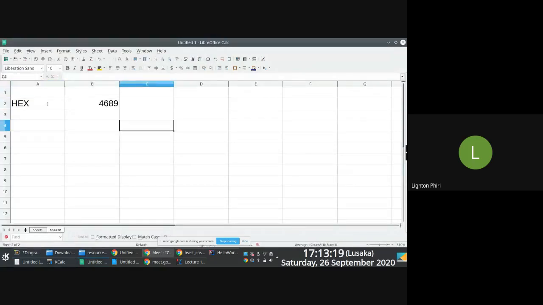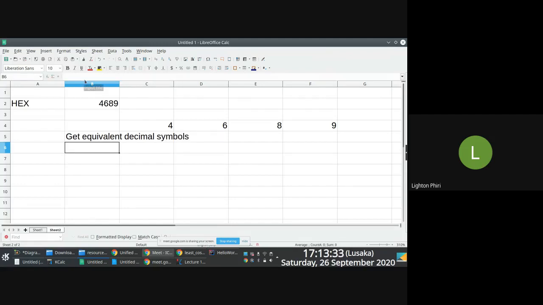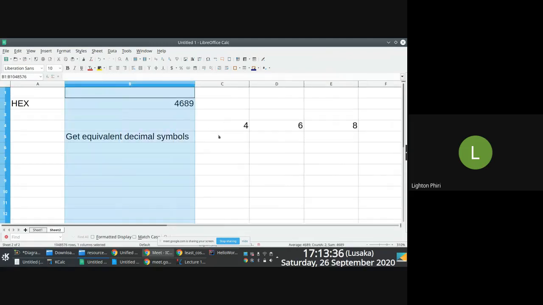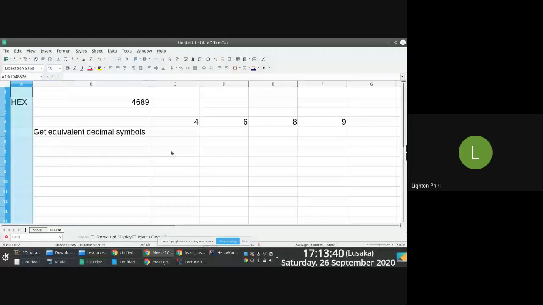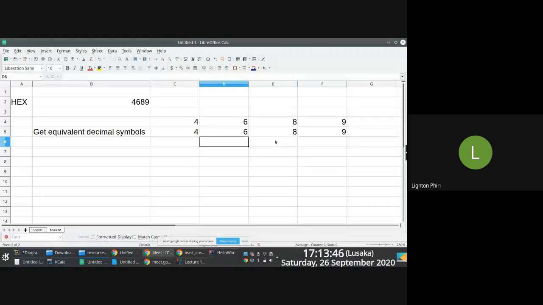Step one: all these symbols, 4689, must be converted to their equivalent decimal symbols. The equivalent decimal symbol is still going to be the same, it's 4, 6, 8, 9, so no point in doing this. What's the next step? Powers of 16, from right to left, beginning at 0. So 16 power 0, 16 power 1, 16 power 2, 16 power 3.